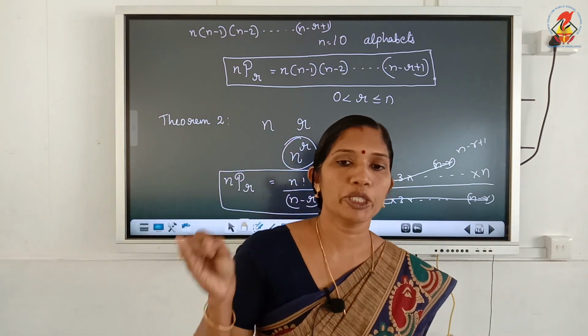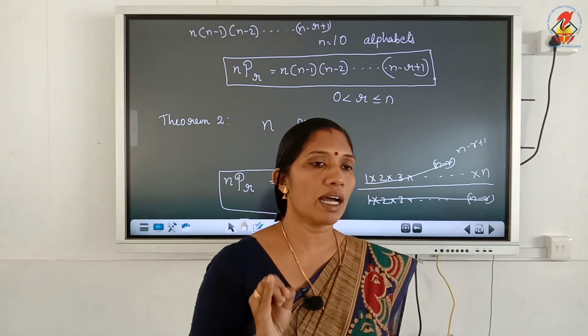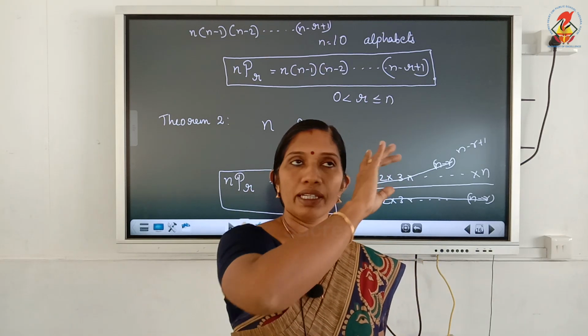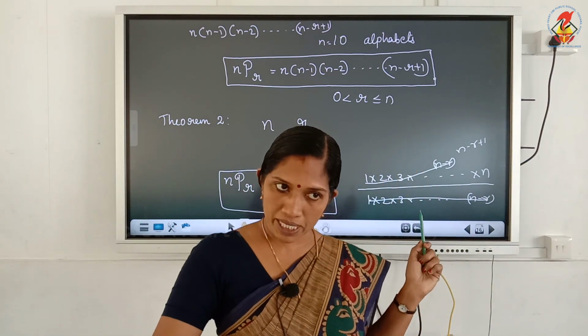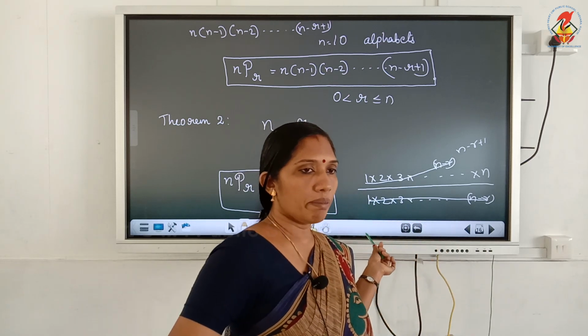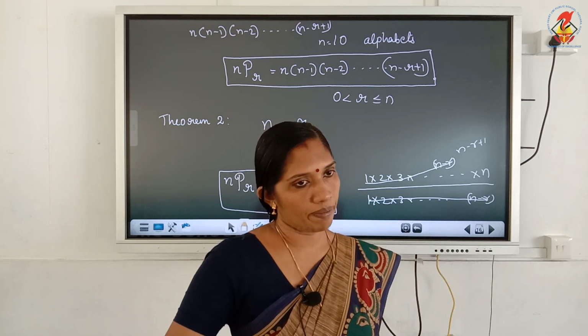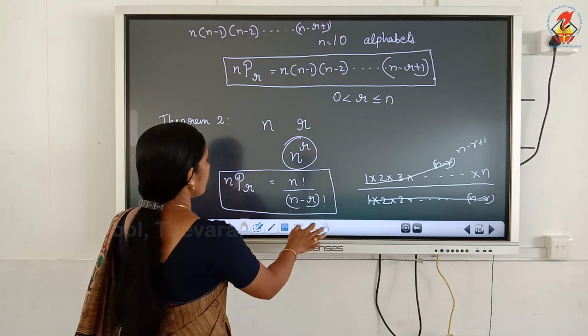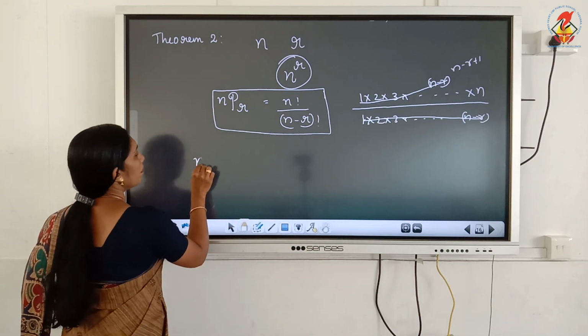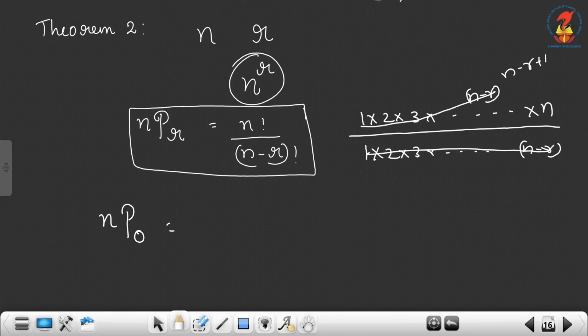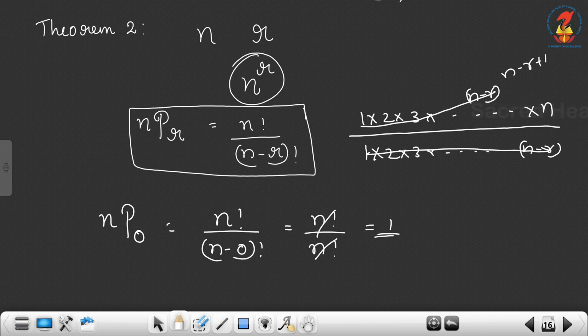nPr means the number of permutations of n different objects taken r at a time. That is equal to either n into n minus 1, n minus 2 up to n minus r plus 1, or factorial n by factorial n minus r. Then how to write nP0? Using this result, nP0 means factorial n by factorial n minus 0. That is factorial n by factorial n. We can cancel, it is 1.